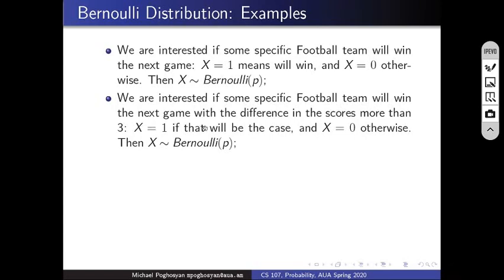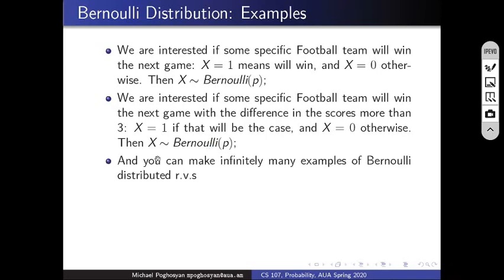So x is 1 if that will be the case, so if the difference in scores will be more than 3, and 0 otherwise. And p is the probability here that that team will win with difference in scores more than 3. And you can give a lot of examples of this type of Bernoulli random variables.